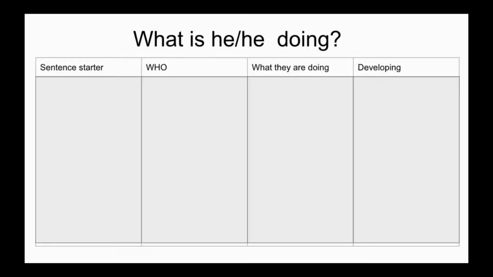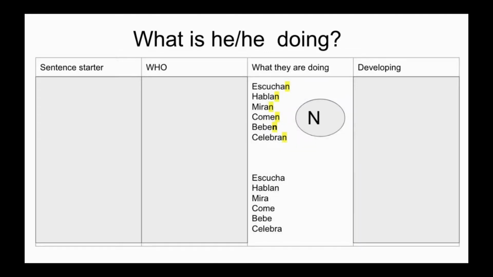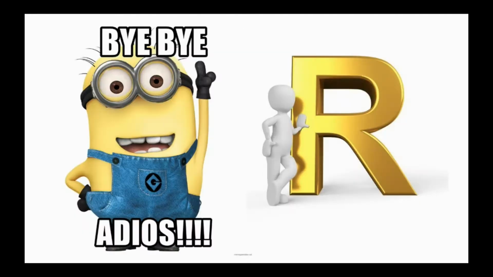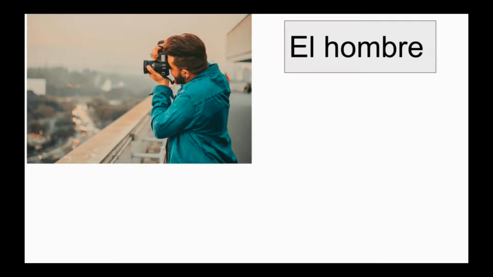It's slightly different when it is just one person. So if you are describing what one person is doing, it's pretty straightforward. What you have to do is say adios to the R of the verb. In here, we got a man taking a photo.